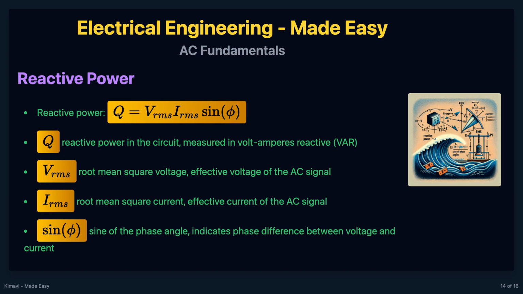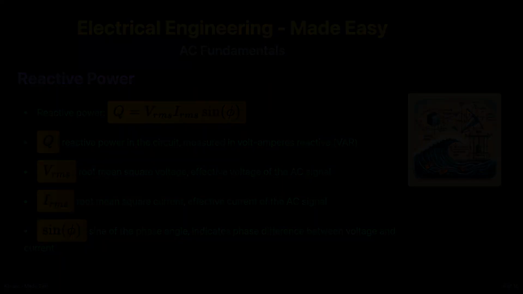IRMS is the root mean square current, which is the effective current value of the AC signal. Like VRMS, it gives a measure of the current that would produce the same power as an equivalent DC current. The sine of phi, where phi is the phase angle, indicates the phase difference between the voltage and current in the circuit. Understanding reactive power is essential for analyzing and designing AC circuits, especially those involving transformers, motors, and other components that store energy in electric or magnetic fields.